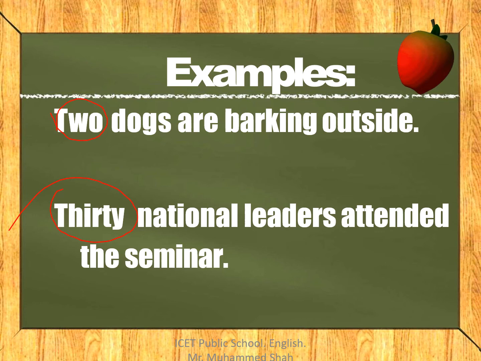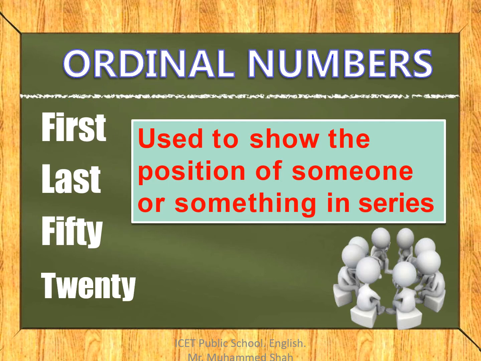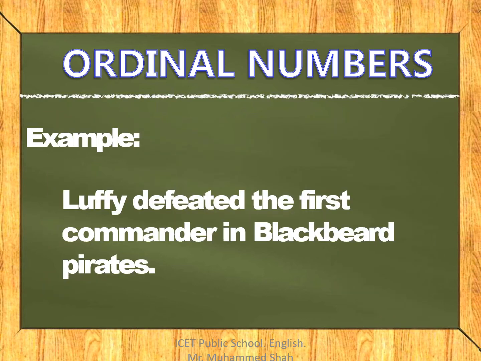Moving on to the next, ordinal numbers. Ordinal numbers, such as first, last, 50th, are used to show the position of someone or something in a series. We can look at the examples. Luffy defeated the first commander in the Blackbeard pirates. In this sentence, the word first is the ordinal number example for a determiner.